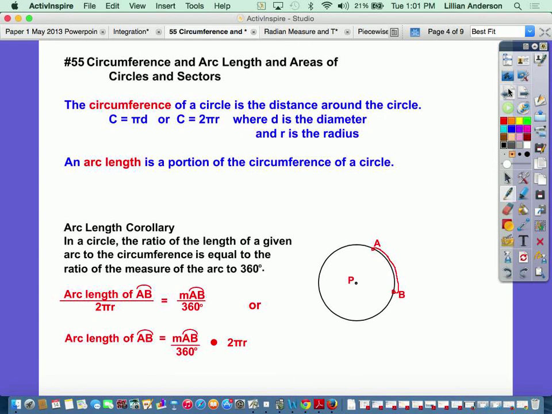Finding the circumference and arc length in areas of circles and sectors. You should already know your circumference formula, which is pi d or 2 pi r, where d is the diameter and r is the radius. These are the same thing, because 2 times your radius gives you your diameter.